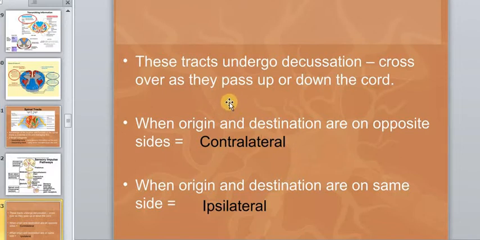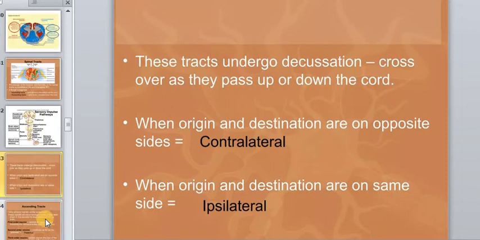These tracts undergo decussation, crossover, as they pass up or down the cord. When origin and destination are on opposite sides, it is contralateral; when origin and destination are on the same side, it is ipsilateral.